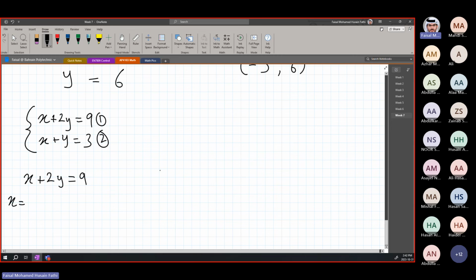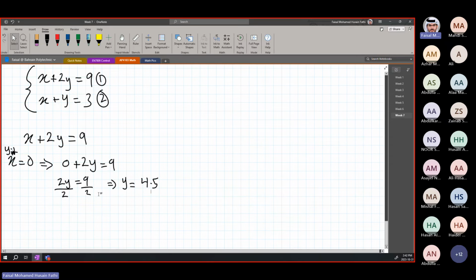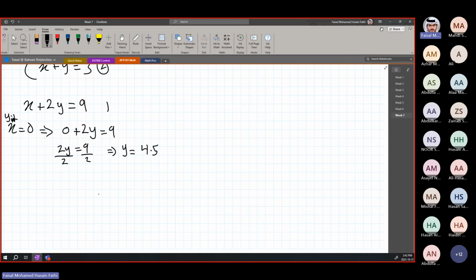When x is equal to 0, y-intercept. So x equal to 0 means 0 plus 2y is equal to 9. So 2y is equal to 9. Divide by 2, divide by 2. Then we get y is equal to 4.5. That's our y-intercept. This is for the first equation of course.